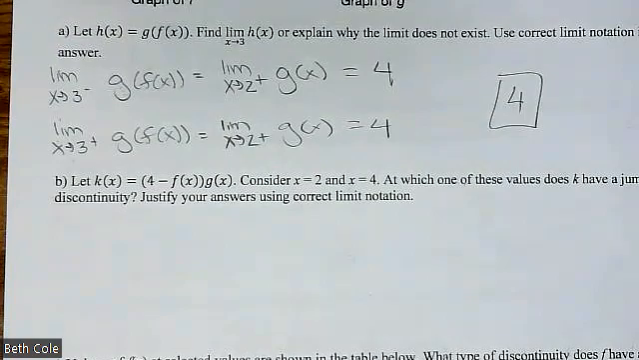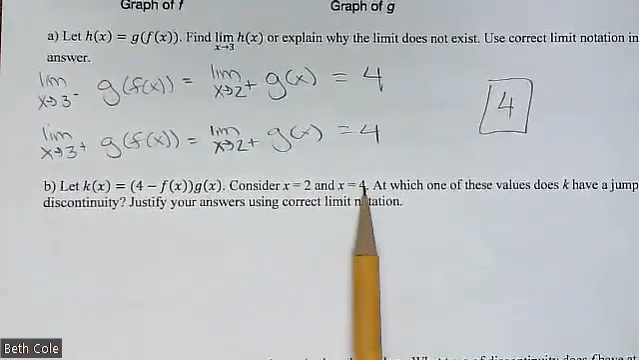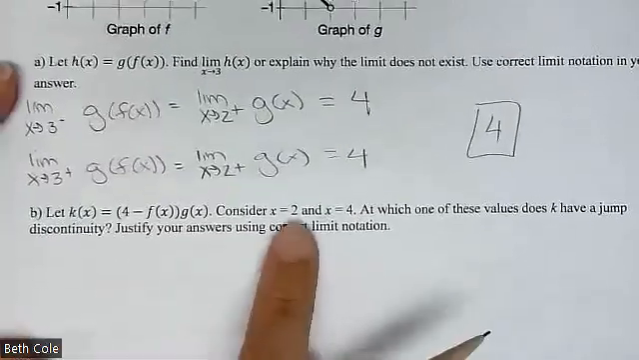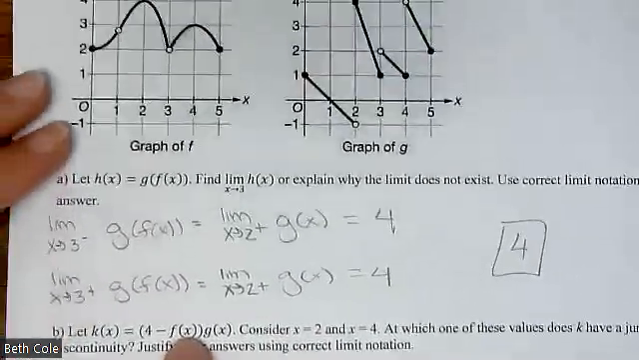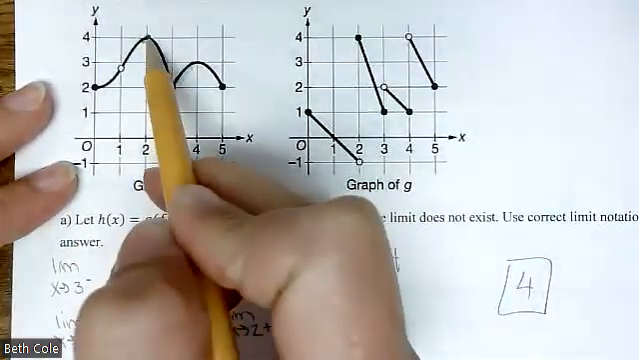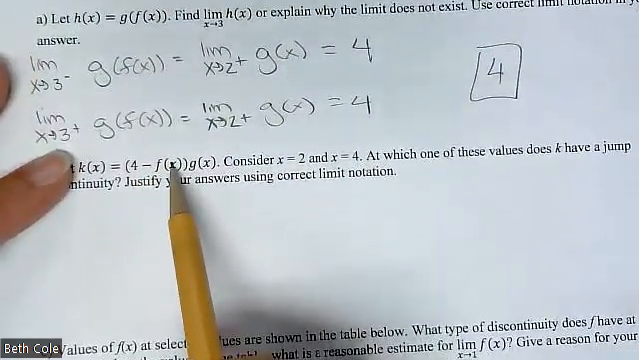All right, part B. Let k of x equal this thing. That's not too bad. Consider 2 and consider 4. At which one of these is there a jump? I'm going to talk you through 2. We're not even going to write anything for 2. Can you just watch? If you do 2 for f of x, here's 2. What is the value being approached? 4. You would end up with 4 minus 4, which is 0.